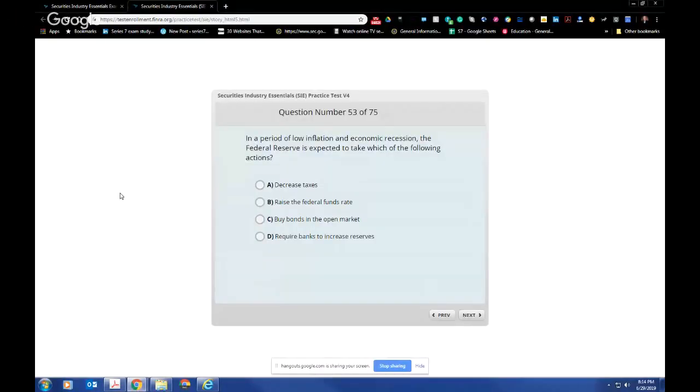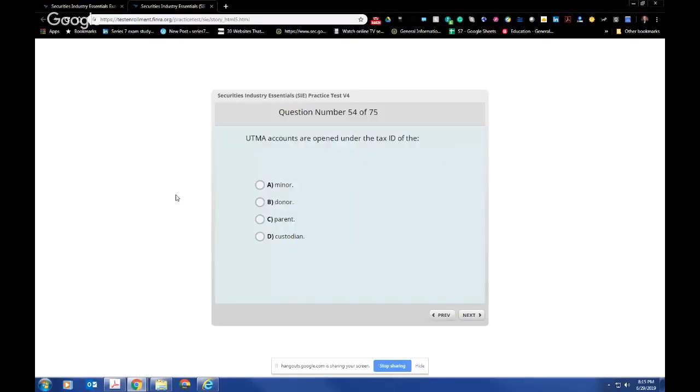Buy bonds in the open market. Well, that might be because if they buy bonds from the banks, then the banks have more money to spend. So they can lower rates. We require banks to increase reserves. I can't read. That means the banks have to have more money on hand. They won't do that because that again makes it harder. So during a recession or contraction, the Federal Reserve will lower rates and buy treasuries. During expansion, they will raise rates and sell treasuries. So we're going to buy bonds.